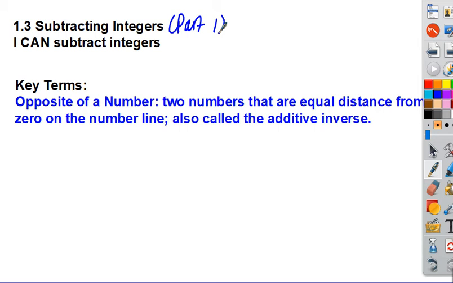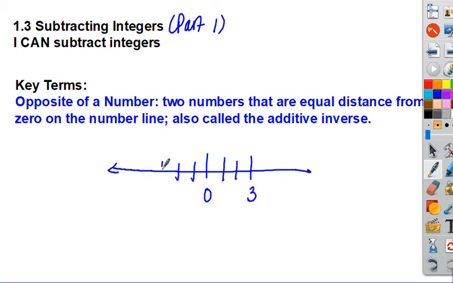You're going to see more or less when we get into part 2 how this really comes into play. So opposite of a number is two numbers that are equal distance from 0 on the number line. So if I have my number line and I represent my 0, let's just go with the number 3. And then on the other side I have a -3.